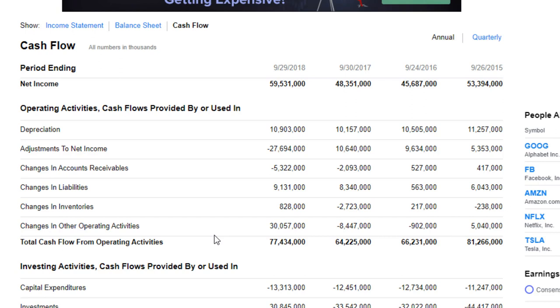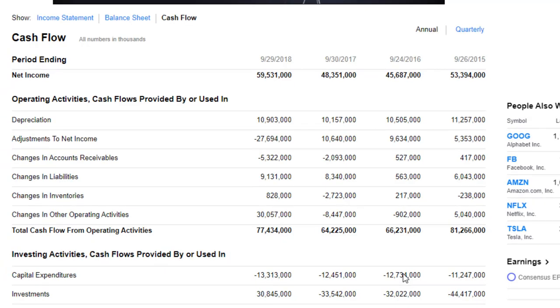Okay, then we have investing activities, which is basically the second section of the cash flow statement. Here we have capital expenditures. This is how much companies spend on the assets they need to run the business: vehicles, offices, stores, machines, etc. And the fact that it's negative means Apple spent $13.3 billion on renting or buying offices, chairs, vehicles, or machines, whatever. All of this is shown here.